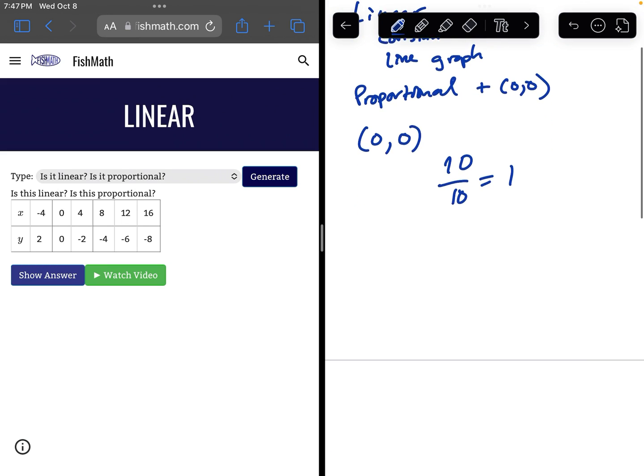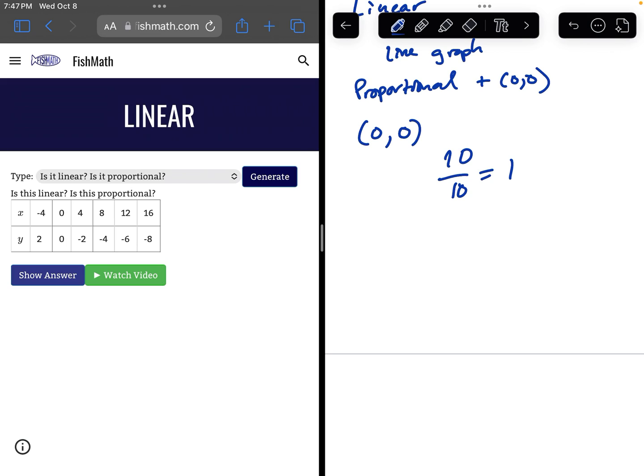This one here also has 0, 0. And we can tell it's going down by 2 in the y's every time it goes up by 4 in the x's. So the constant rate would be negative 1/2, and proportional as well.